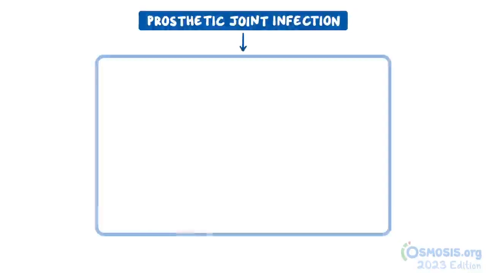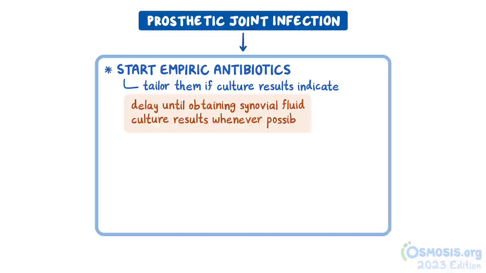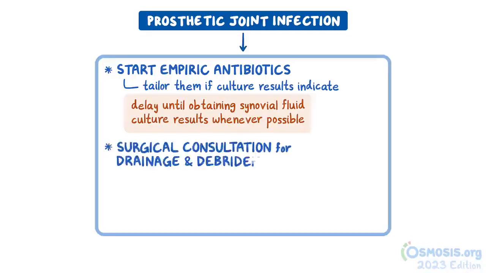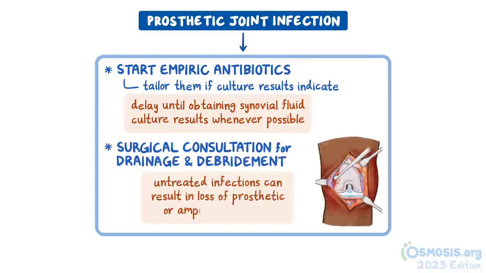All right, after diagnosing a prosthetic joint infection, your next step is to start empiric antibiotics and tailor them if culture results indicate doing so. Unlike with native joint infections, it's preferred to delay starting antibiotics until obtaining synovial fluid culture whenever possible. You should also obtain an urgent surgical consultation for further drainage and debridement if not already done, as untreated prosthetic joint infections can result in loss of the prosthetic and even amputation of the limb.